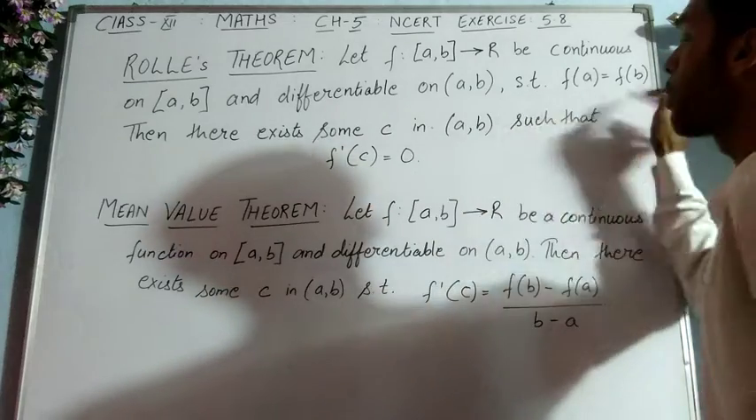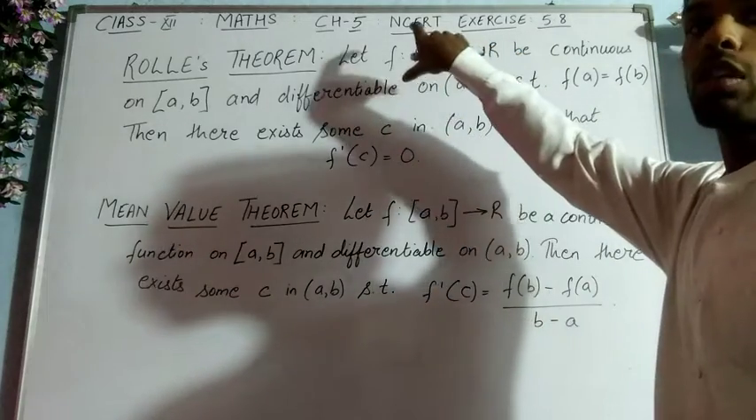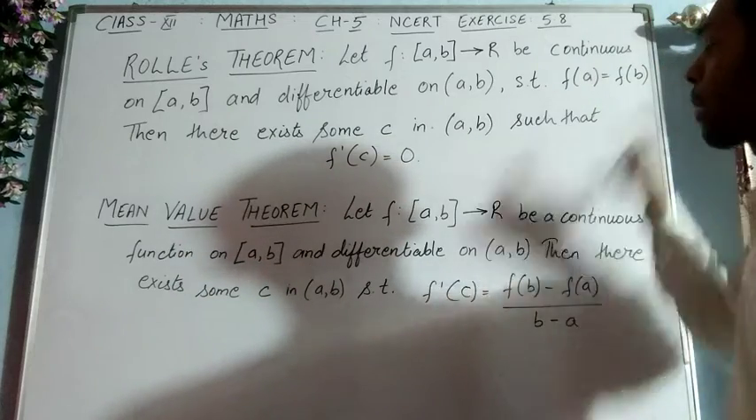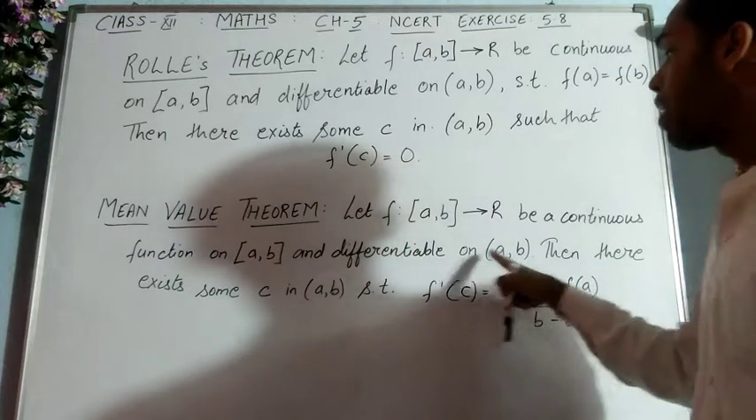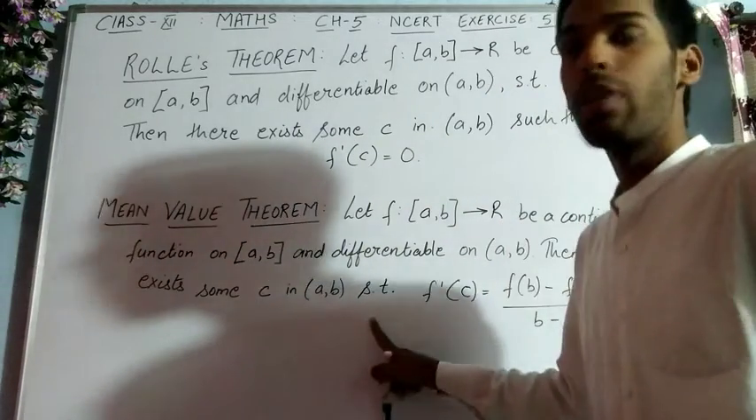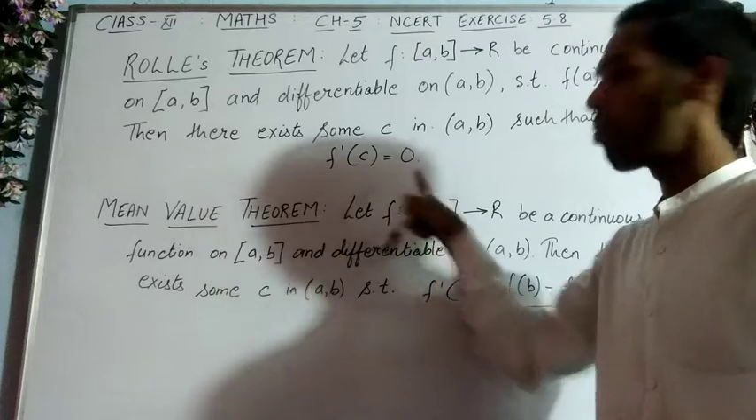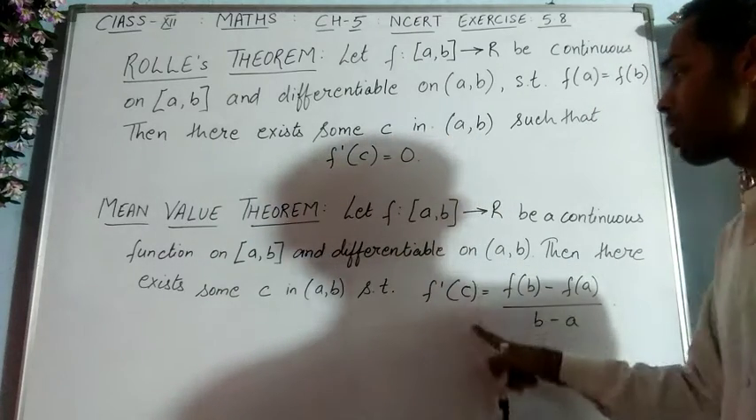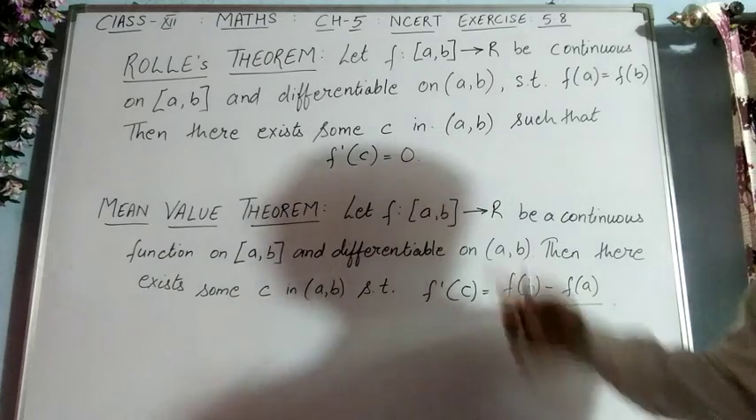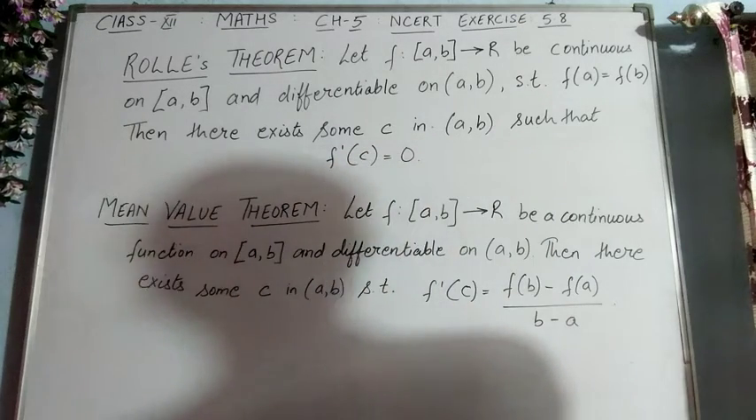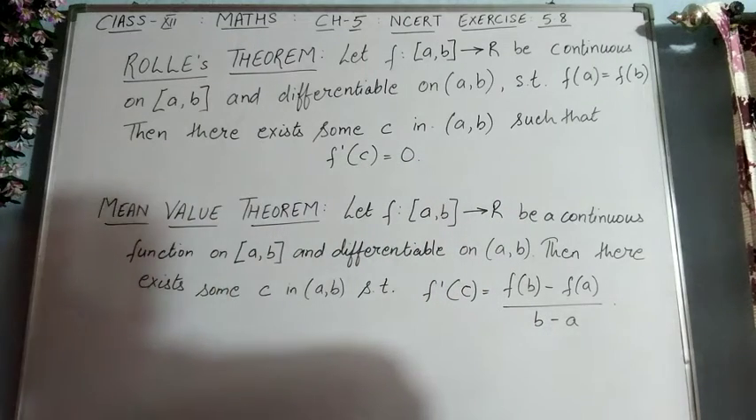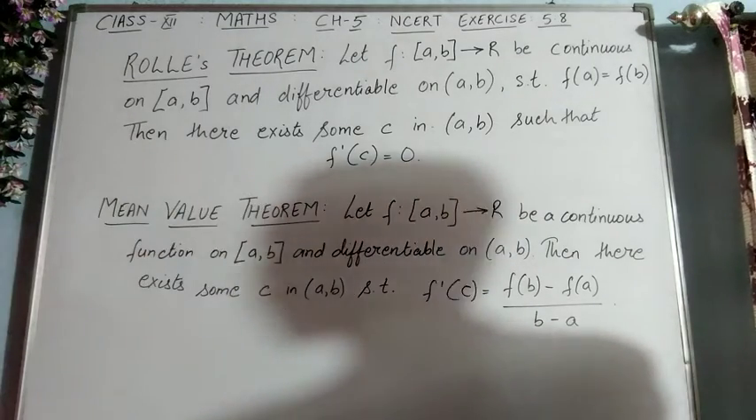The third condition, friends, is absent here. In Rolle's theorem there are three conditions, but here only two conditions are there. This condition is absent in the mean value theorem. Then there exists some value c in open interval a to b such that there the condition was f dash c is equal to 0, and here the condition is f dash c is equal to f of b minus f of a upon b minus a. So these are two theorems, Rolle's theorem and mean value theorem, which will be used in the questions of exercise 5.8. You can note down these theorems. After that, we will be doing some questions.